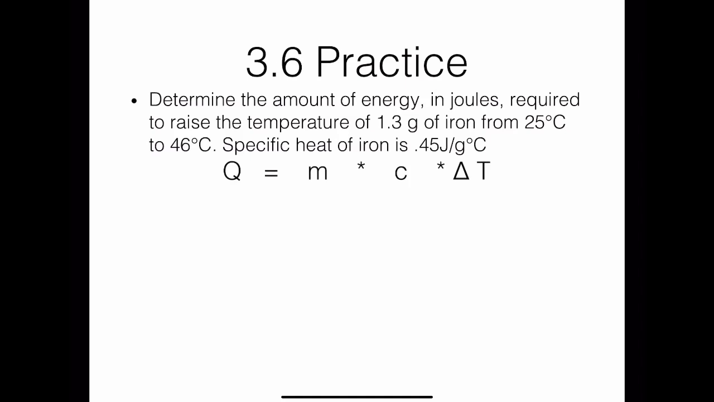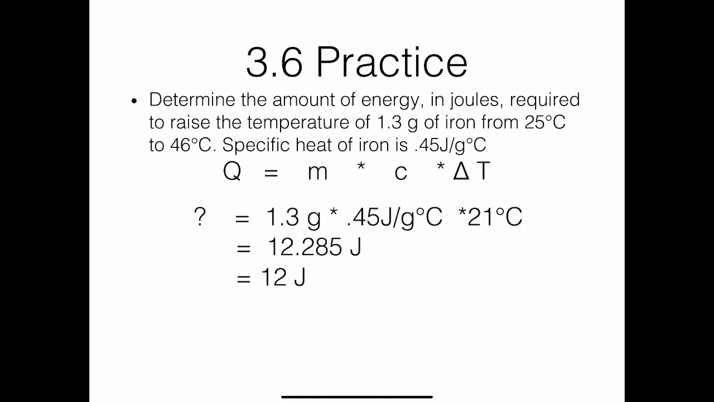In this problem, again, we should recognize that we're using Q equals MC delta T. And again, we want to define our variables. We know that M is 1.3 grams as given in the problem. Our specific heat was given to us in this problem, 0.45 joules per gram degree Celsius. Again, don't get hung up on the unit. Just plug that number in for C. Delta T, we're looking at a change from 25 degrees Celsius to 46 degrees Celsius, which is a change of 21 degrees Celsius. We've already seen how the units cancel out here, so we know if we're solving for energy in joules, that our final answer will have a unit of joules.